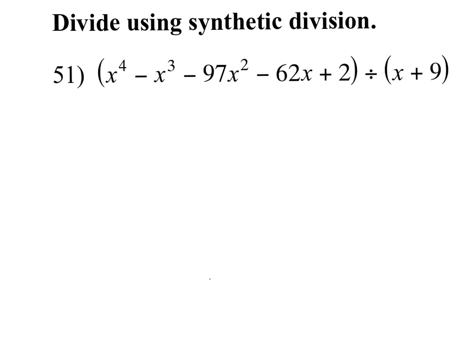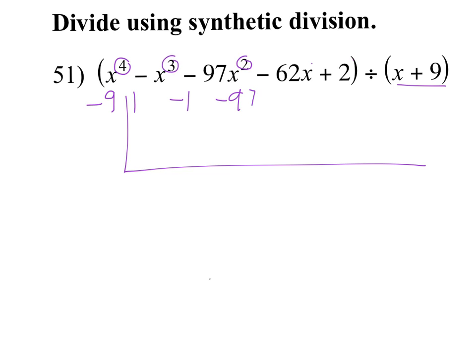You've got to be able to divide using synthetic division, and you've got to be careful while doing this that you don't lose track of coefficients. First thing is the setup. For x plus 9, we use the zero for that. That'd be negative 9 on the outside. I'm going to make sure that I don't lose any power, so 4, 3, 2, 1, number. Cool, we're good there. My coefficients: 1, negative 97, negative 62, and 2.